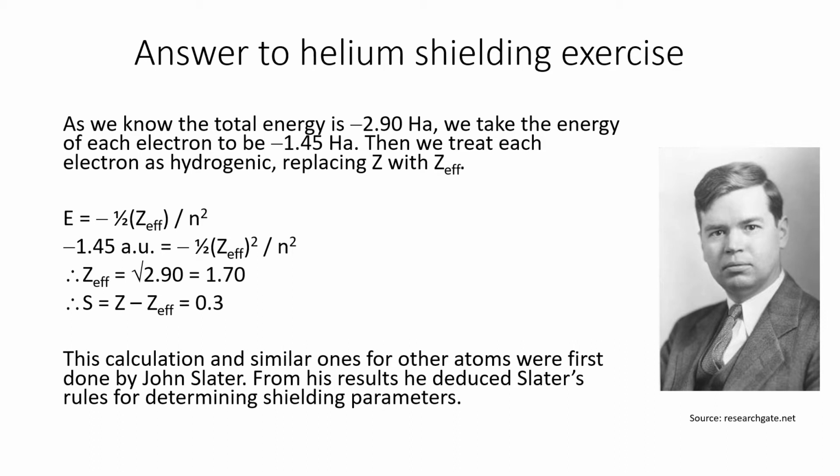As a result of all this work, he hit upon a series of rules for determining approximately what these shielding parameters ought to be. It's by no means perfect, it's a fairly rough and ready model, but by averaging over lots of atoms, he found some fairly decent rules which work fairly well most of the time. And these are the so-called Slater's rules.